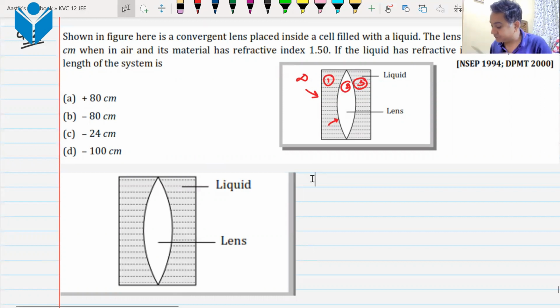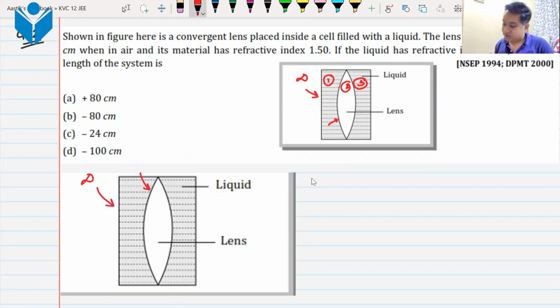Now tell me. In the bigger diagram, this is infinite. What about the radius of curvature of this surface? How much is that? If you don't know this, how have you calculated anything? You could not calculate anything. It is 20 centimeters, because the focal length is 20 centimeters.